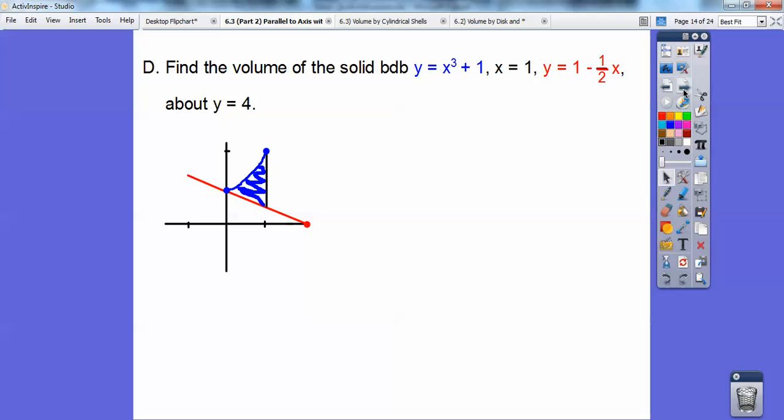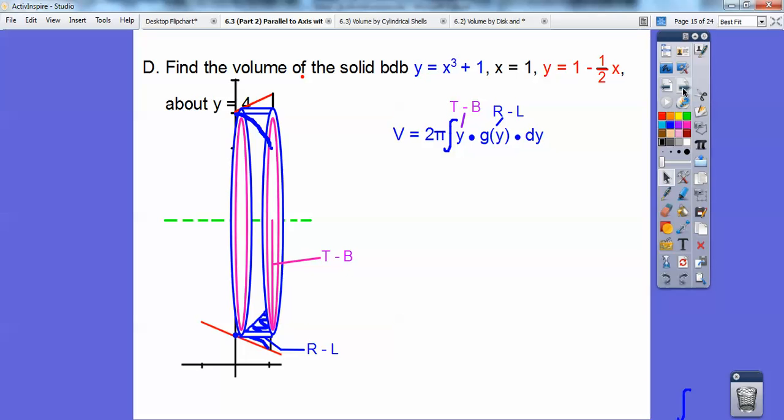Okay, let's go ahead and graph that, though. It's the same equations as before right there. So there's x cubed plus 1, x equals 1, and then this red line right here. All right, and then we're going to go about y equals 4. Okay, so it's flipping like that. So top minus bottom right here is this guy right here. So the top is going to be this y equals 4, and then the bottom, we're going to have to get it in terms of x equals y equations.